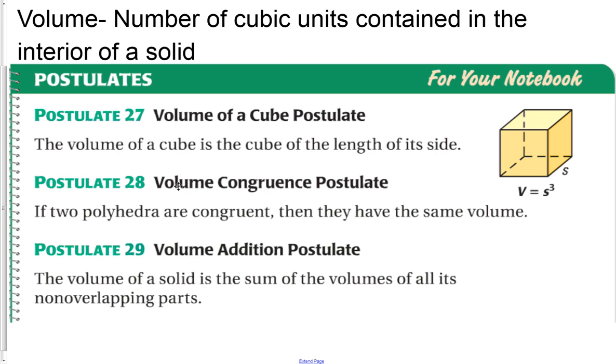The volume congruence postulate is if we have two congruent polyhedra. Honestly, two congruent solids. It does not have to be polyhedra. You could have congruent spheres as well. Then they're going to have the same volume.